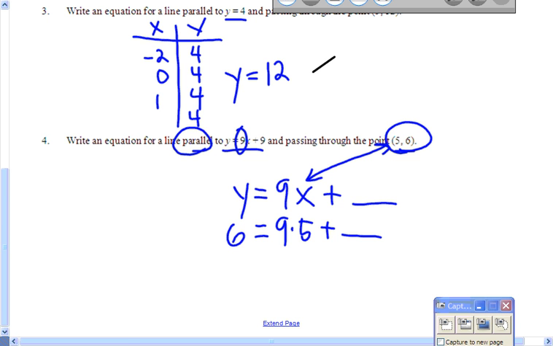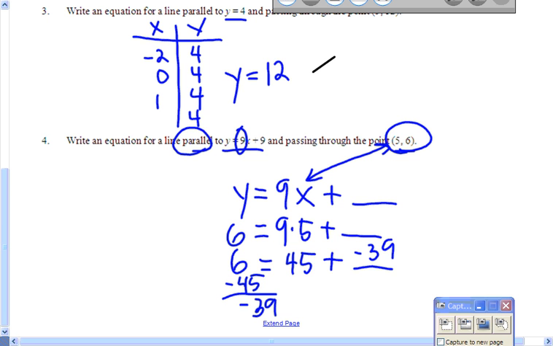And 9 times 5 is 45. And so now we're thinking 45 plus what number equals 6? To figure that out, we can just work backwards, just subtract 45 from 6, and we get negative 39. 45 plus negative 39 is equal to 6. So my y-intercept is negative 39. So I can write my equation either y equals 9x plus negative 39, or y equals 9x minus 39.